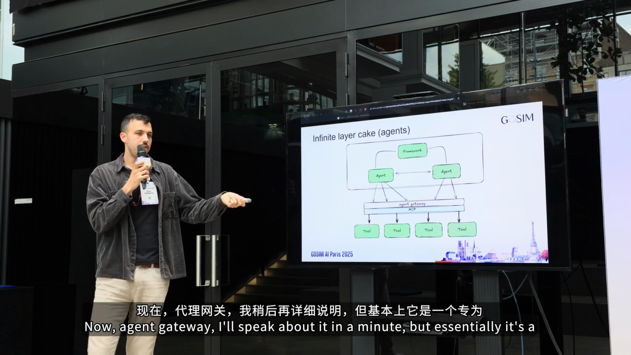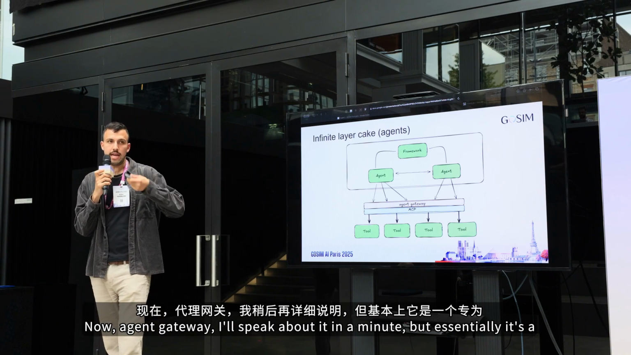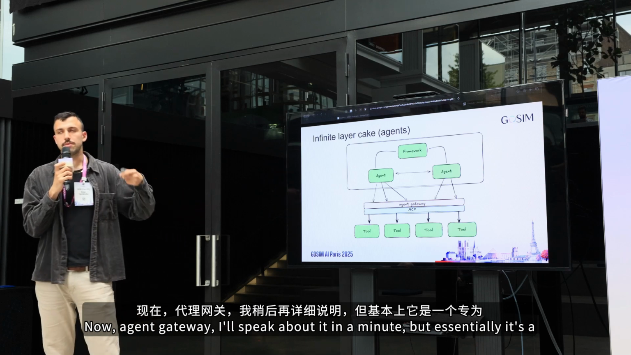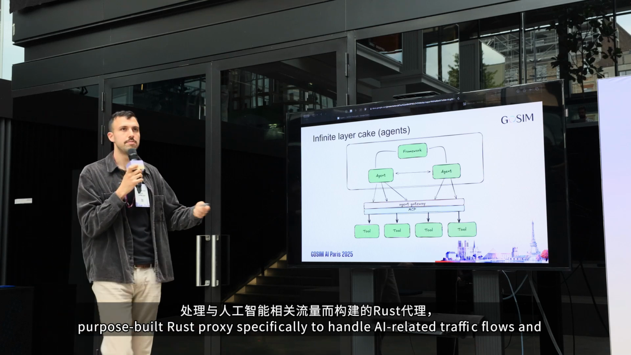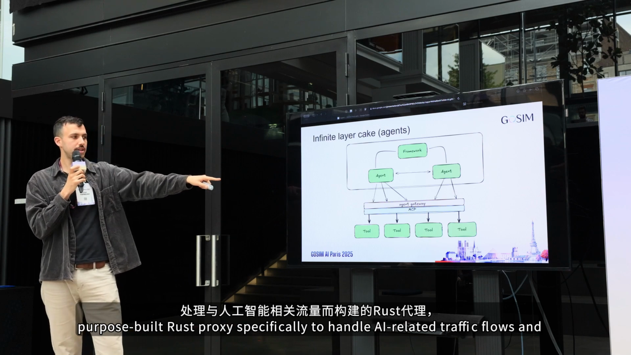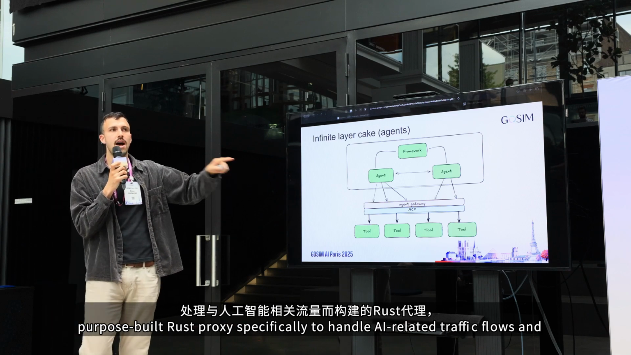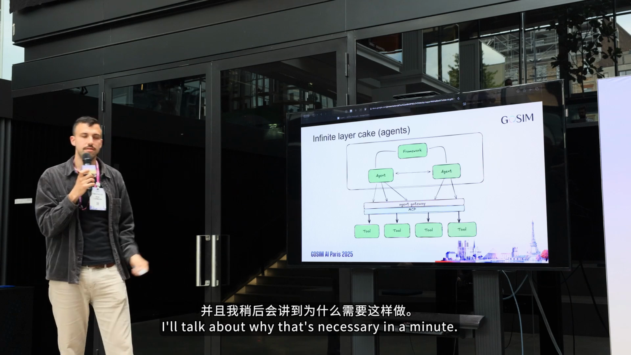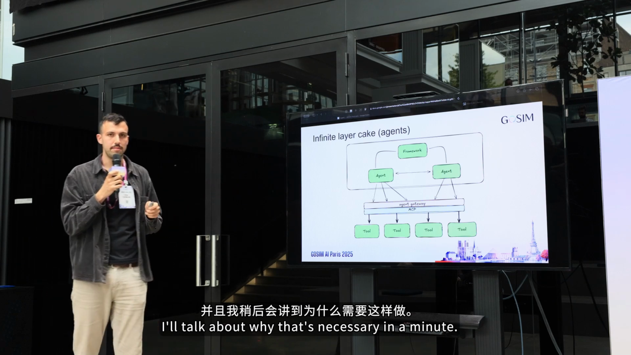Now, agent gateway, I'll speak about it in a minute, but essentially it's a purpose-built Rust proxy specifically to handle AI-related traffic flows, and I'll talk about why that's necessary in a minute.